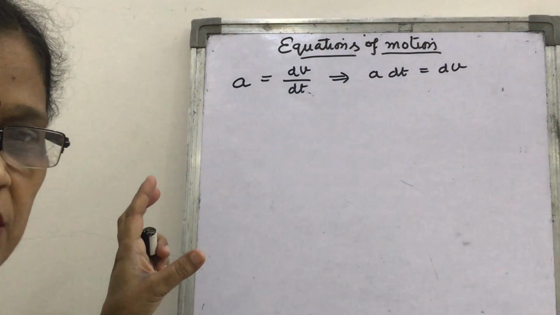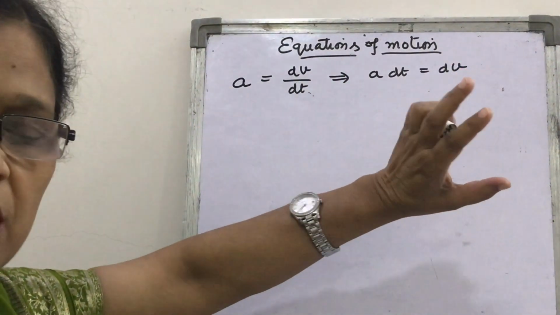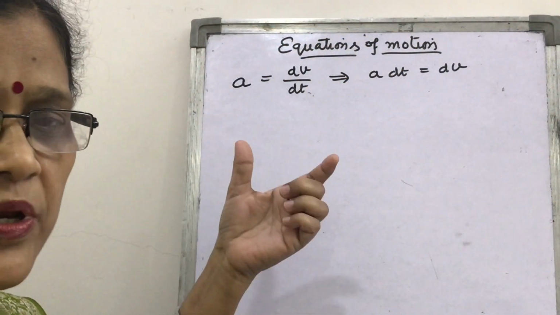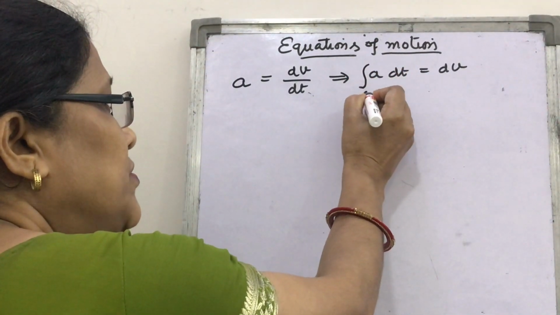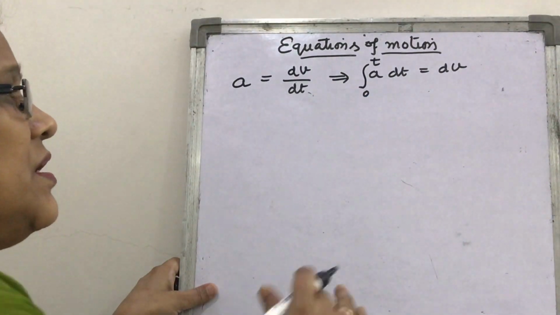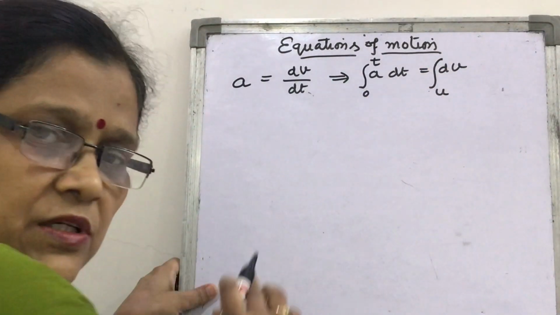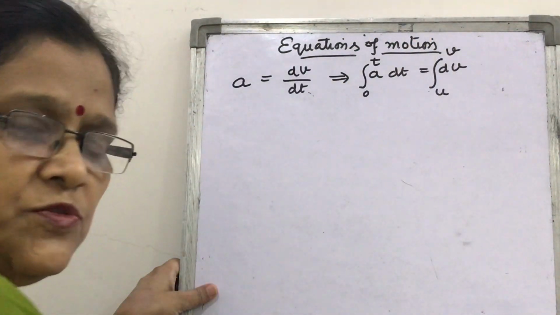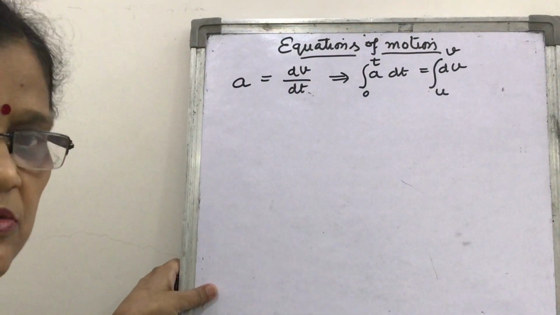We can write a dt equal to dv. Now, you have to integrate both sides by taking proper limits. How will you apply the limits? If from the beginning to the time t the acceleration continues uniform at a, then the velocity of the object changes from the beginning velocity, which is represented by u, to the final velocity after the time t, that is v. In this way the limits of integration are put.